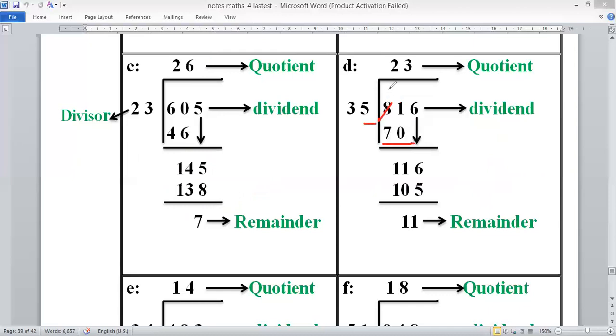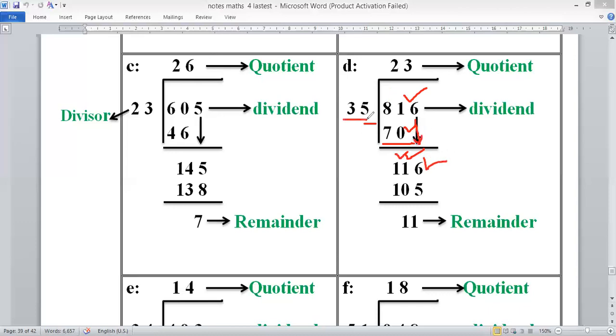Here take 10 carry from 8. We get 7. Here we get 11. Sorry, no need to take carry. No need to take carry because here is 0, here is 1. So 1 is greater. No need to take carry from 8. Sorry for that. 1 minus 0, 1. 8 minus 7, 1. And shift 6 down, we get 116.